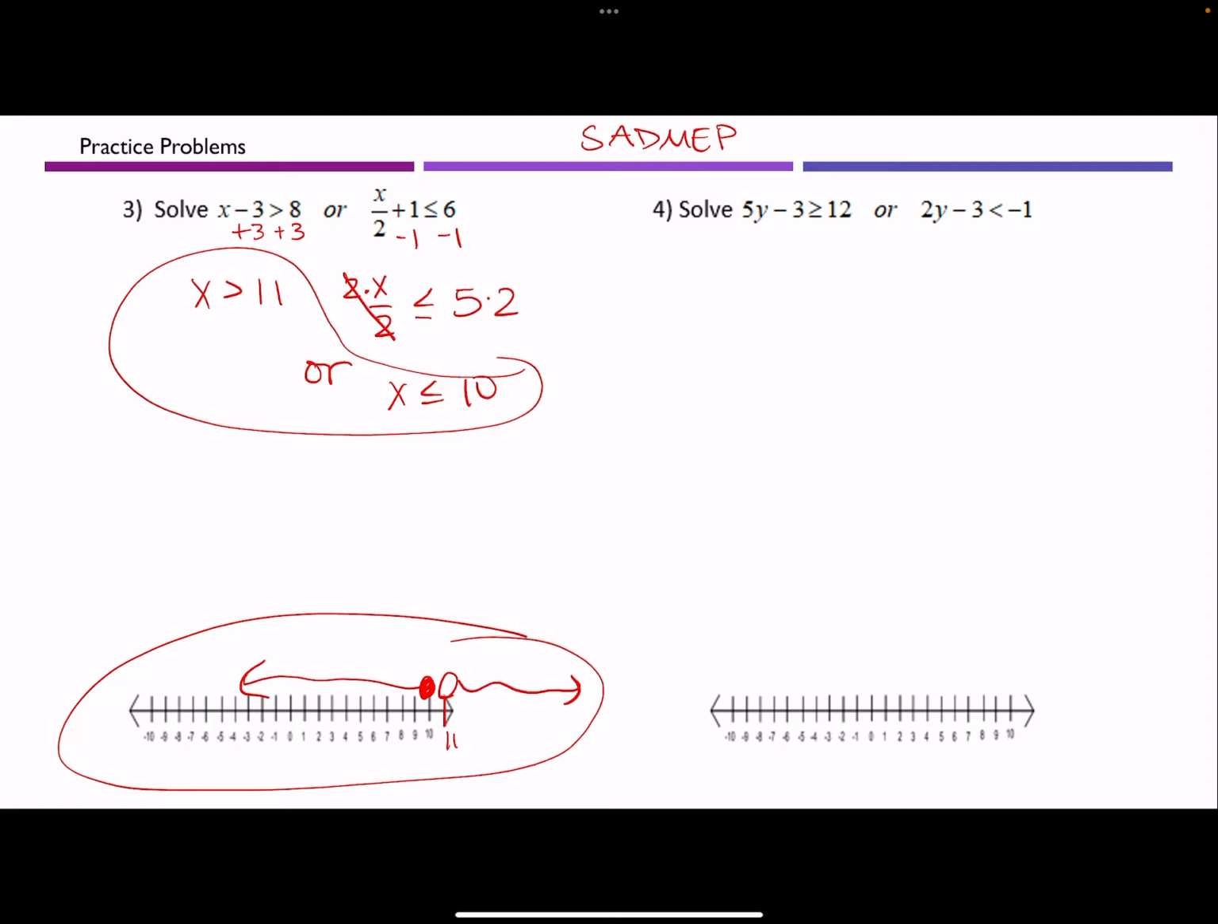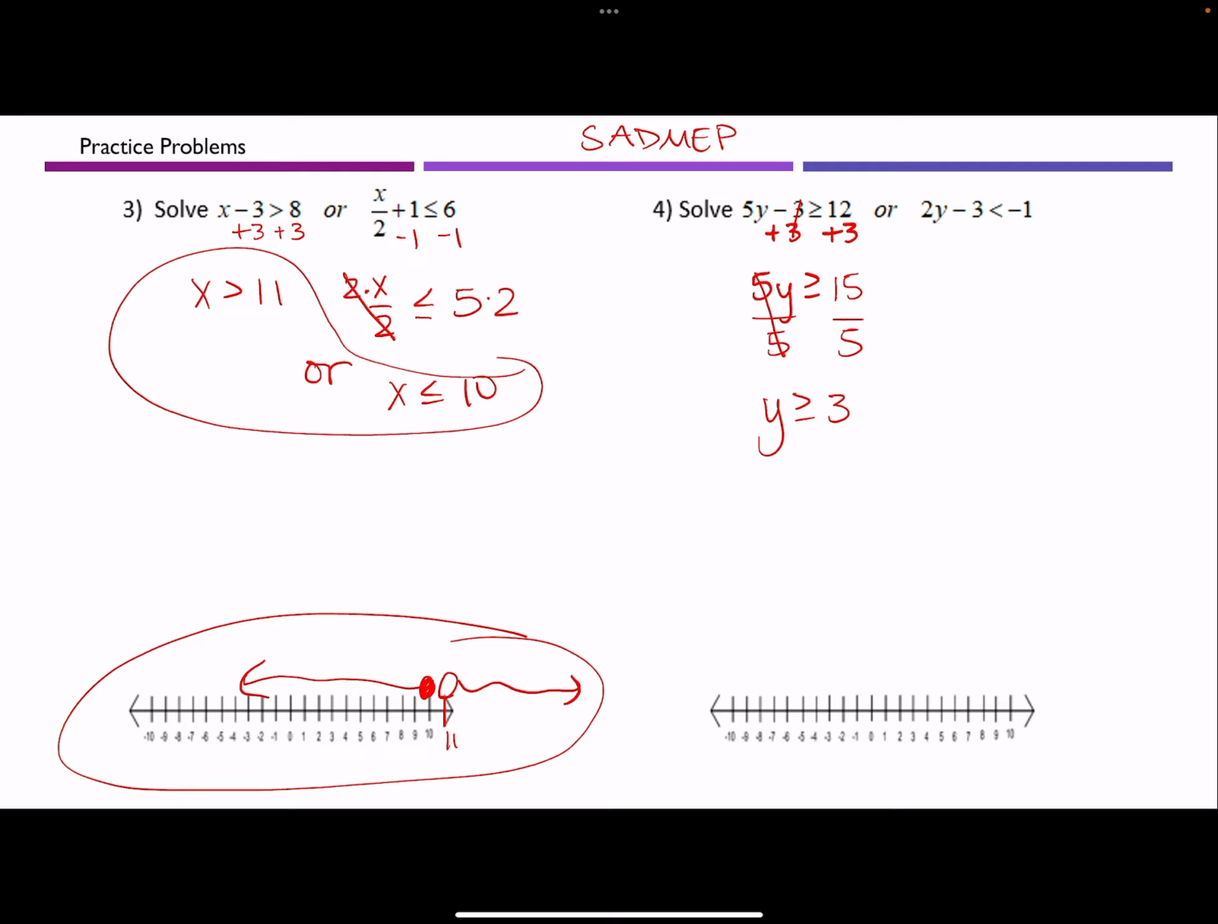Number 4, again, we're going to use SADMAP. So we're going to get y by itself, getting rid of our subtractions or additions first. We need to get rid of that -3. So we're going to add 3 to both sides, and we have 5y greater than or equal to 15. And then divide both sides by 5: y greater than or equal to 3.